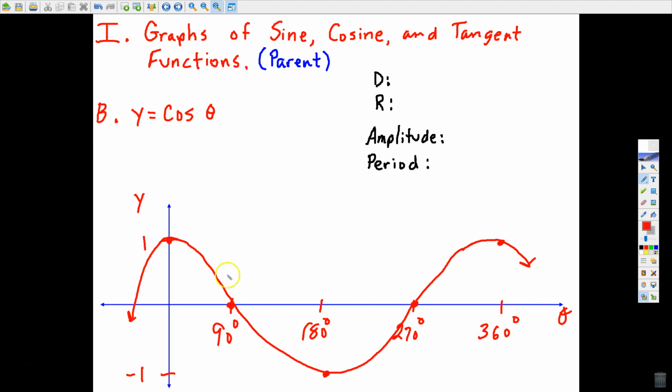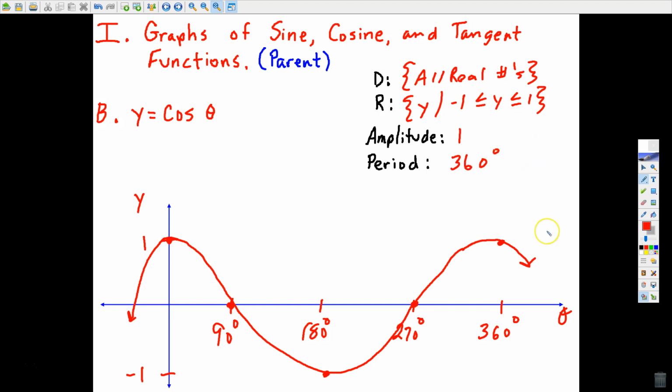All right, so once again, very much like sine, the graph's a little different, but all these particulars are the same. We still have all real numbers for the domain. Any real number input is fine. The range, just like sine, is y such that we're between -1 and +1. Amplitude is 1. Period, again, 360 degrees. We will start repeating the cycle after 360. Any questions so far?